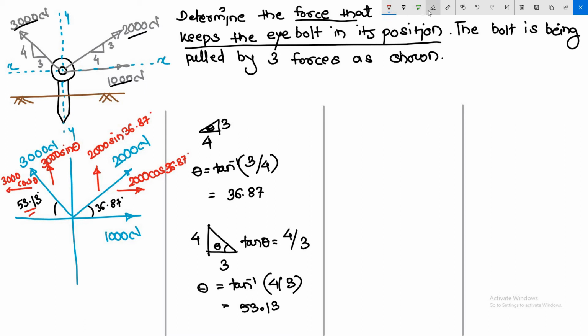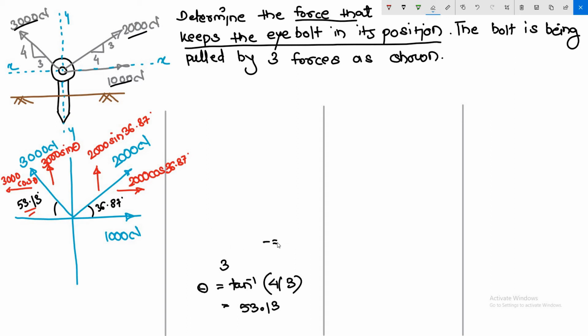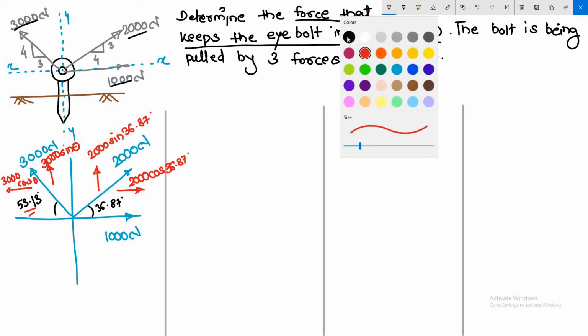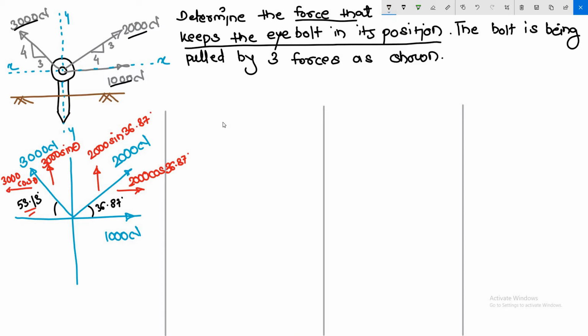Now let's go to step number 2, in which we are going to determine summation Fx and summation Fy. Summation Fx means the summation of all the forces and components which are directed along the x-axis. It can be either positive x-axis or negative x-axis. Simply, the components or forces in the rightward x direction will be taken as plus. If the components or forces are along the leftward x direction, they will be taken as minus.